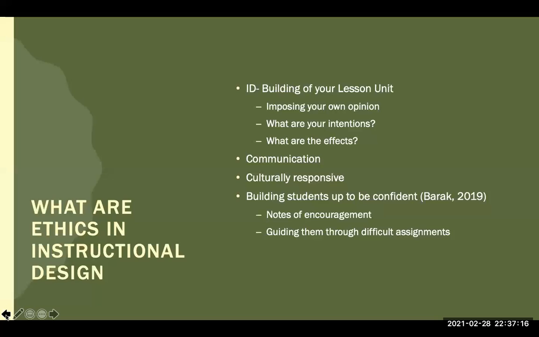Lastly, building students up to be confident. Often students online don't feel that support and are lacking confidence. So a couple things is to send notes of encouragement. Again, those guidelines that we were given this week, making sure that as we communicate with them, it's effective and that they know that we're there for them and that we are their biggest supporter when it comes to their education, and guiding them through difficult assignments.